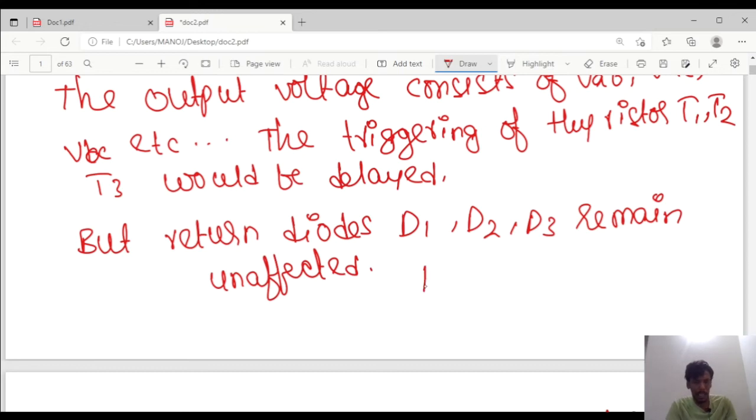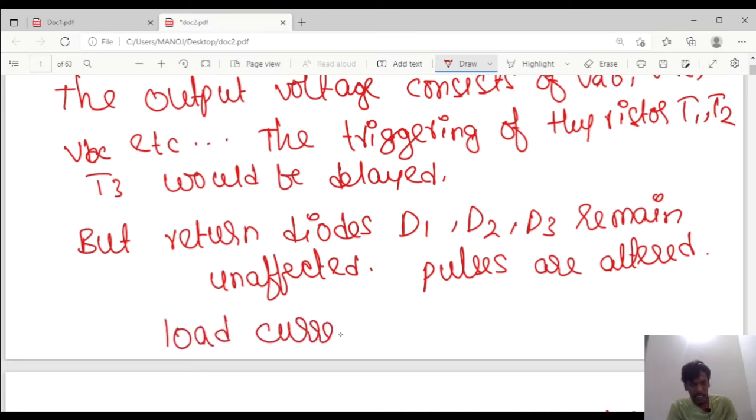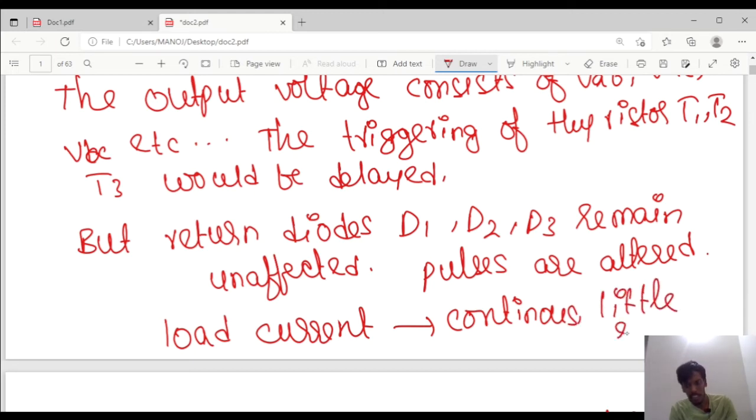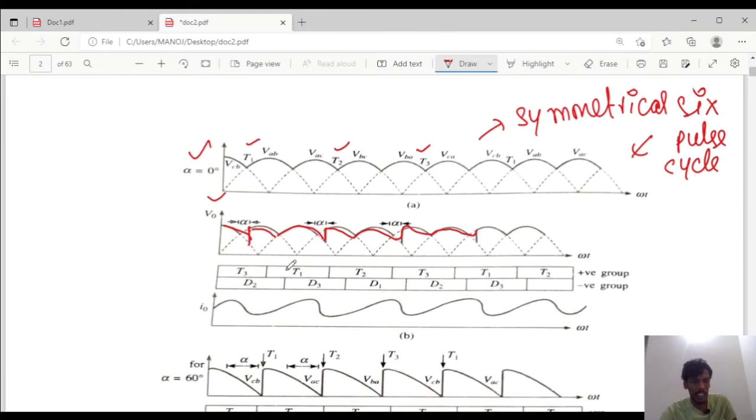So the pulses can be altered. Altered means they can be changed, and the load current will be continuous, with a little ripple considered. I will show the diagram of the waveforms of voltage and current.